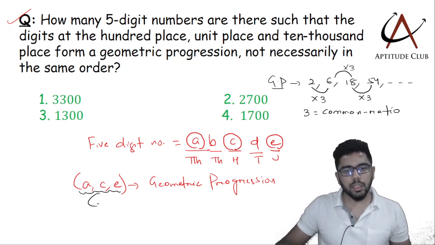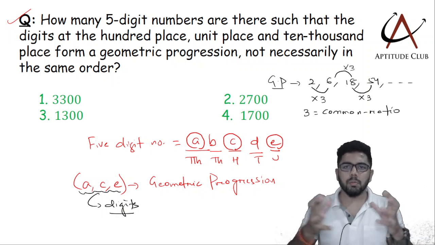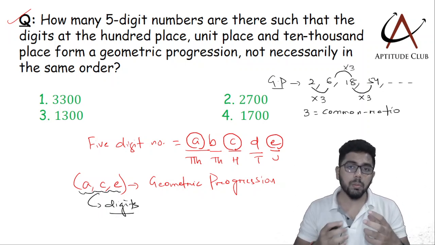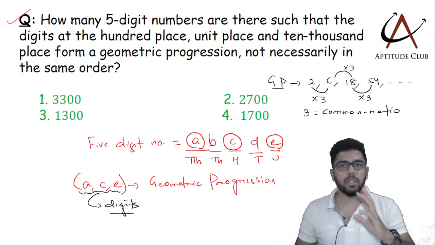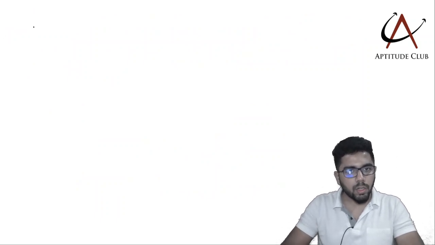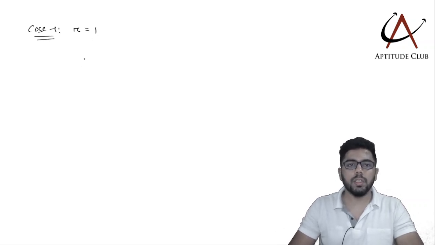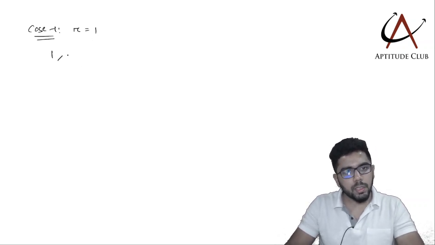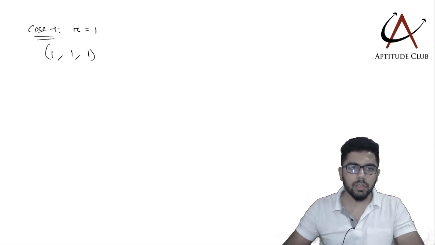Now A, C, E are essentially digits only. That means the question boils down to this: how many groups of 3 digits can I take such that they will appear in a geometric progression? So the first case, case 1, is when I take the common ratio as 1. Common ratio is 1. So my digits can be 1, 1, and 1. These three terms are in geometric progression with common ratio 1.